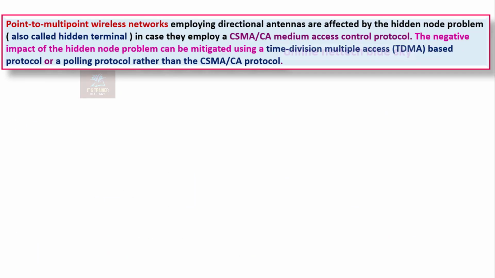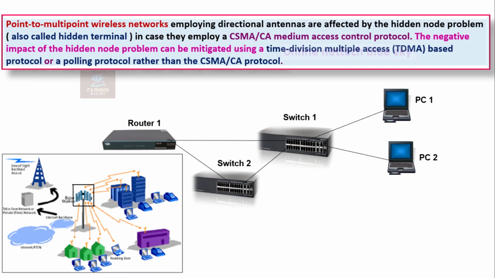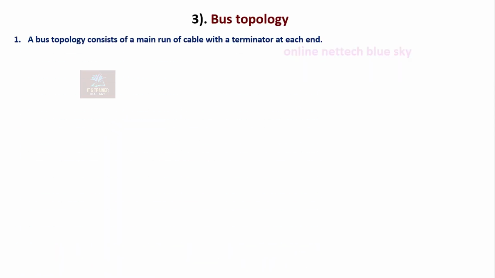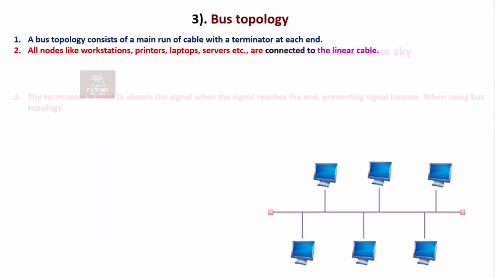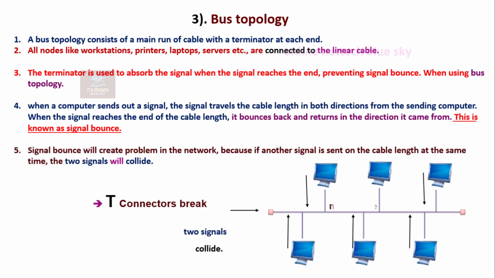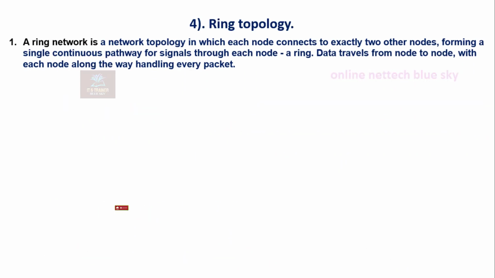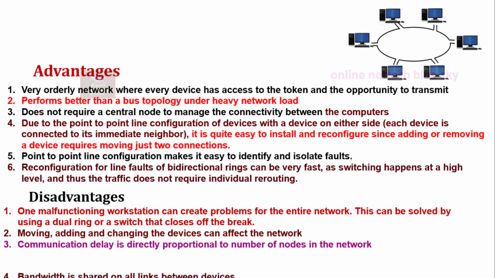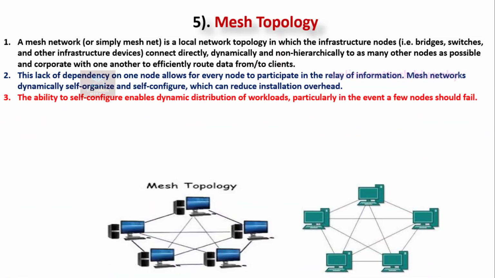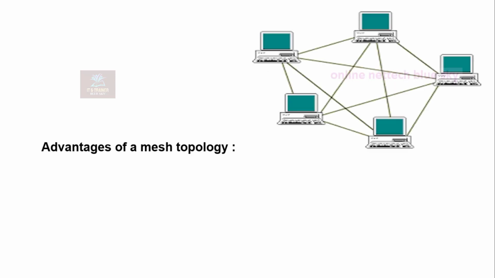Next, I've already created a video in the playlist on bus topology, with information on the advantages and disadvantages of bus topology in a network system. Fourth is ring topology: what is a ring topology and how does it work and get used. Fifth is mesh topology: how does a mesh topology and the system work.